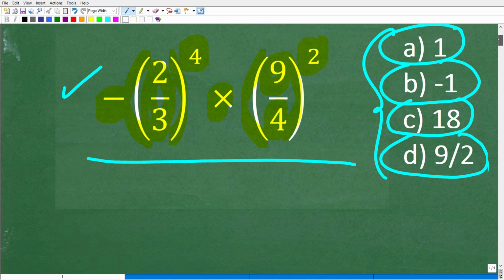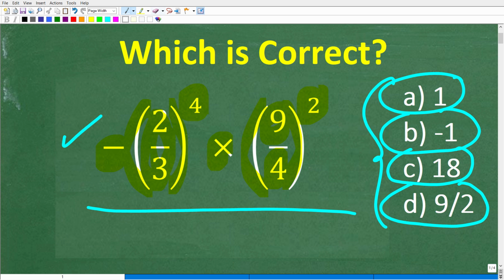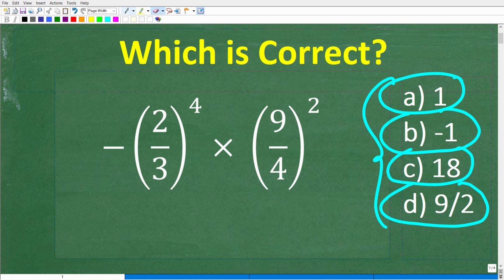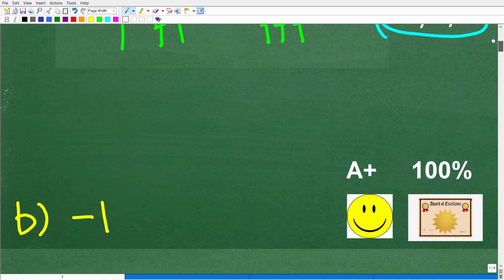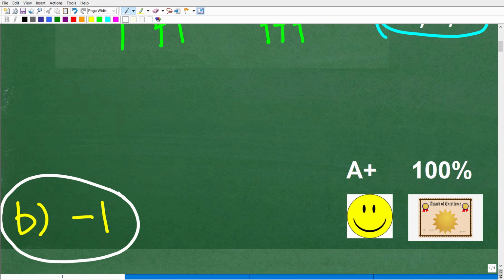All right, so one more time, let's take a look at the problem. So we have some fractions here and some powers and some positive and negative numbers. But again, we have negative (2/3) to the fourth power times (9/4) squared. All right, so after we do all the number crunching here, what is the correct answer? Well, the correct answer is B, -1.